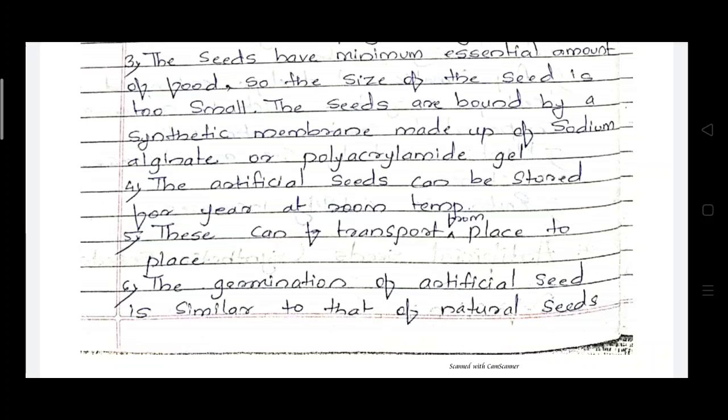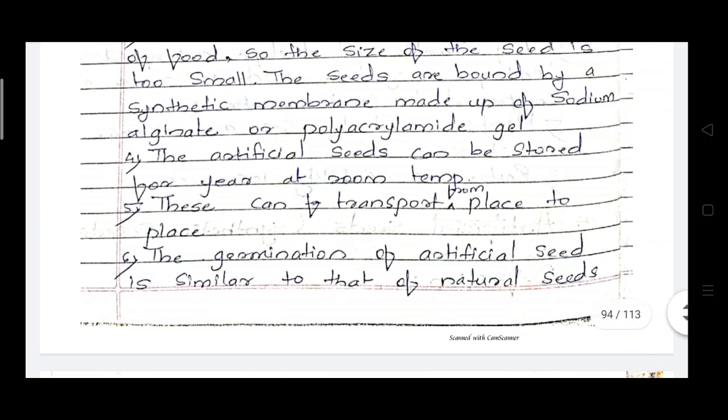Then the germination of artificial seed is similar to natural seeds. So due to the small size, the transportation of the seeds is possible from one place to another, and the germination procedure is the same as natural seeds. These artificial seeds will grow.